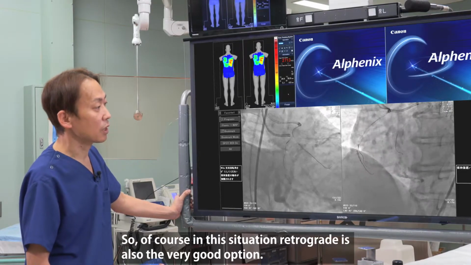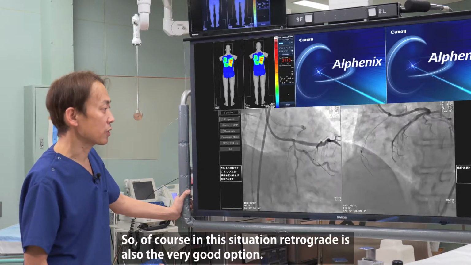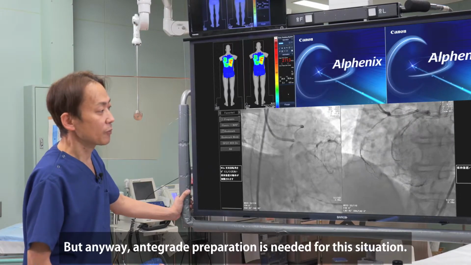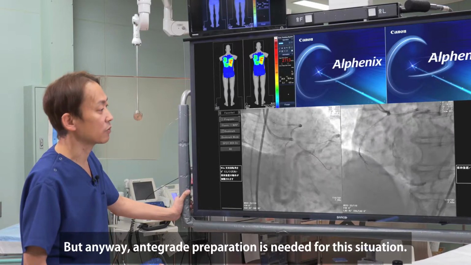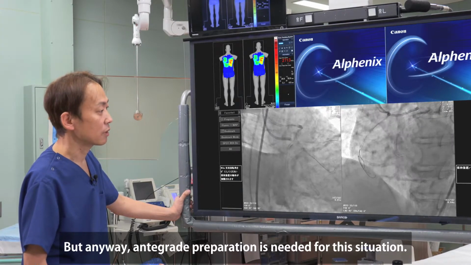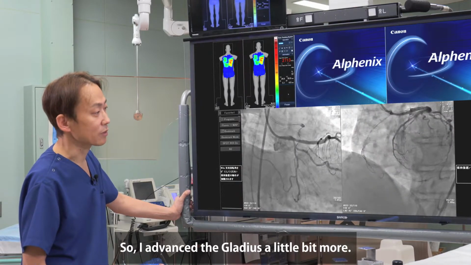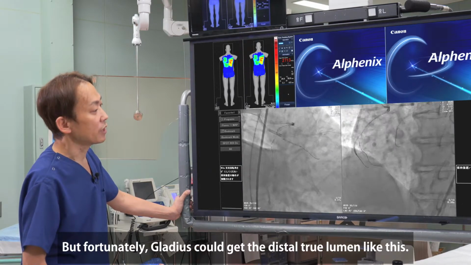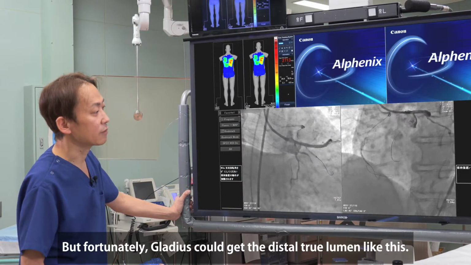So of course, in this situation, retrograde is also a very good option. But anyway, antegrade preparation is needed for this situation. So I advanced the Gradius a little bit more. But fortunately, the Gradius could get into the distal lumen like this.